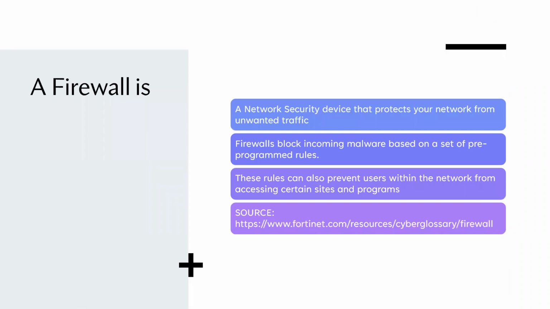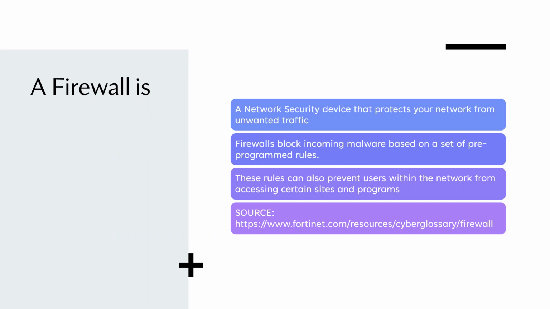These three things define what a firewall is. A network security device that protects your network from unwanted traffic. Firewalls also block incoming malware based on a set of pre-programmed rules, just like Daniel said previously in our last meeting, ACLs. So we program those, which will block incoming and outgoing traffic. But we'll talk about the differences between ACLs within a router and within the firewall later on.